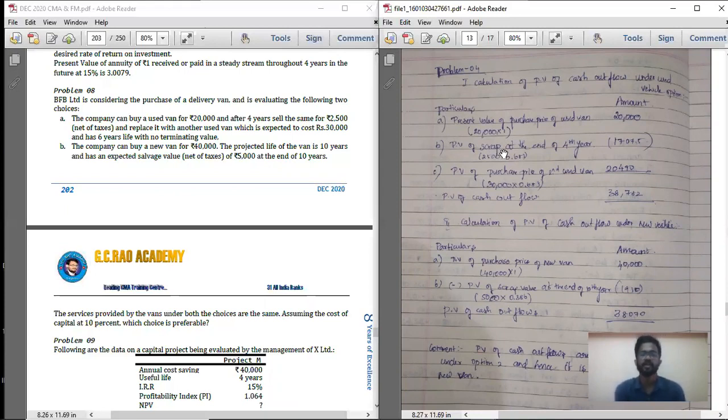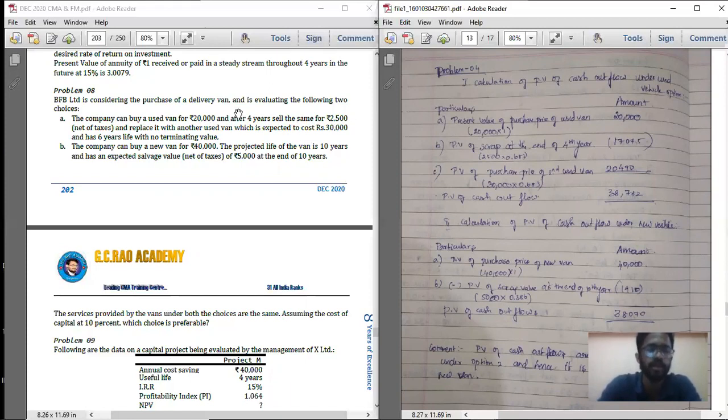Considering the purchase of a delivery van and is evaluating the following 2 choices. So there are 2 choices. You have to evaluate both and tell what is the best choice. Which one is the best choice? So below that, point number A, the company can buy a used van for 20,000 rupees and after 4 years sell the same for 2,500.